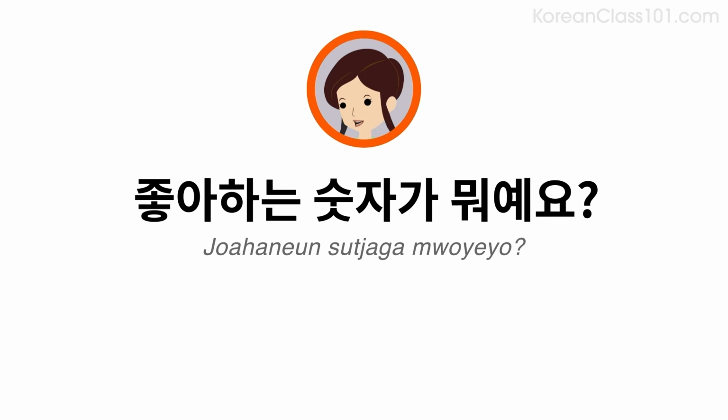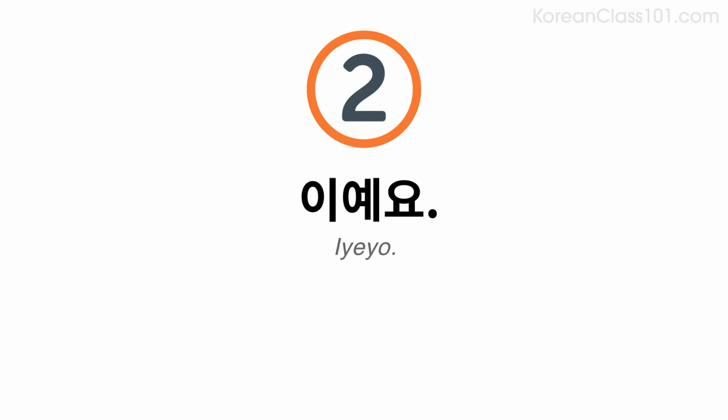Okay, now it's your turn. Do you remember how to say, what's your favorite number? 좋아하는 숫자가 뭐예요? Imagine it's 2. Do you remember how to say 2? 2. Say, it's 2. 2예요. Now answer the question saying, it's 2. 좋아하는 숫자가 뭐예요? 2예요.